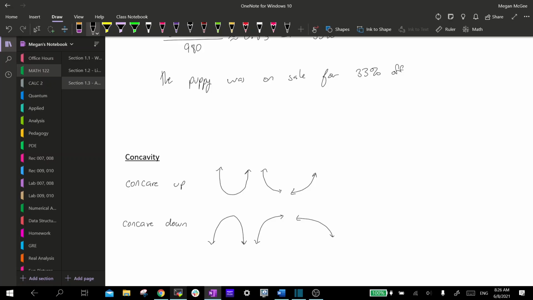Okay, and if you need help remembering it, sometimes I write up like this, and I write down like so. So that helps you remember which one's concave up and which one's concave down. Alright, and we'll make a little note that a line is neither concave up or concave down.